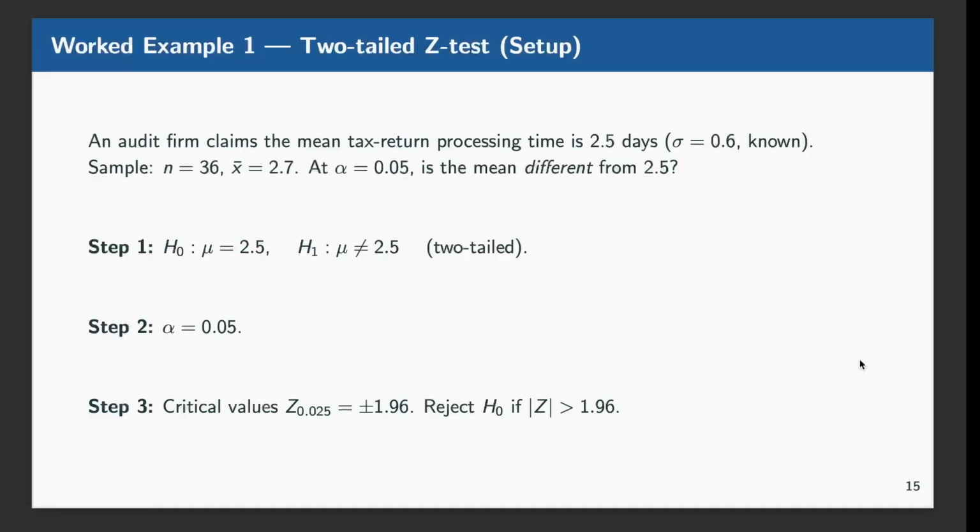Step 1. H0: mu equals 2.5. H1: mu is not equal to 2.5. This is two-tailed because we are testing for any difference at all, not specifically a higher or specifically a lower value. Step 2. Alpha equals 0.05. Step 3. For a two-tailed test at this alpha level, our critical values are plus or minus 1.96. We will reject H0 if our calculated Z falls beyond either of those two boundaries. The setup is complete, so let's move on to computing the actual numbers.